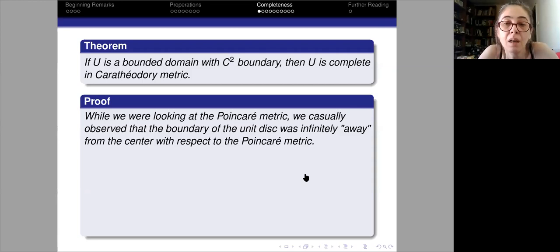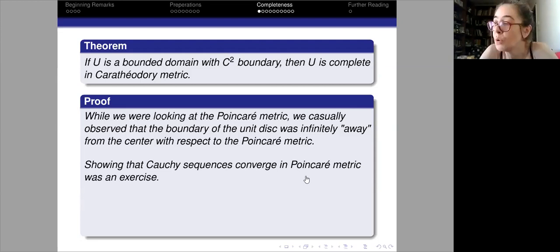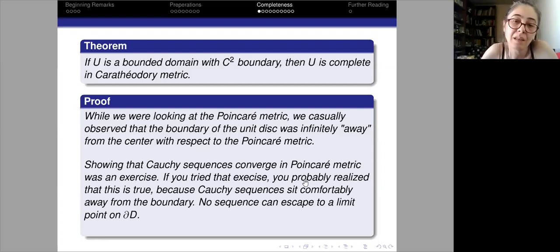Now, while we were looking at the Poincaré metric for the proof, you should first remember that while we were working on the Poincaré metric, we casually observed that the boundary of the unit disk was infinitely far from the center with respect to the Poincaré metric. Showing that Cauchy sequences converge in the Poincaré metric was an exercise. If you attempted that exercise, you probably realized that this is true because Cauchy sequences sit comfortably away from the boundary. So, no sequence can escape to a limit point on the boundary of D.